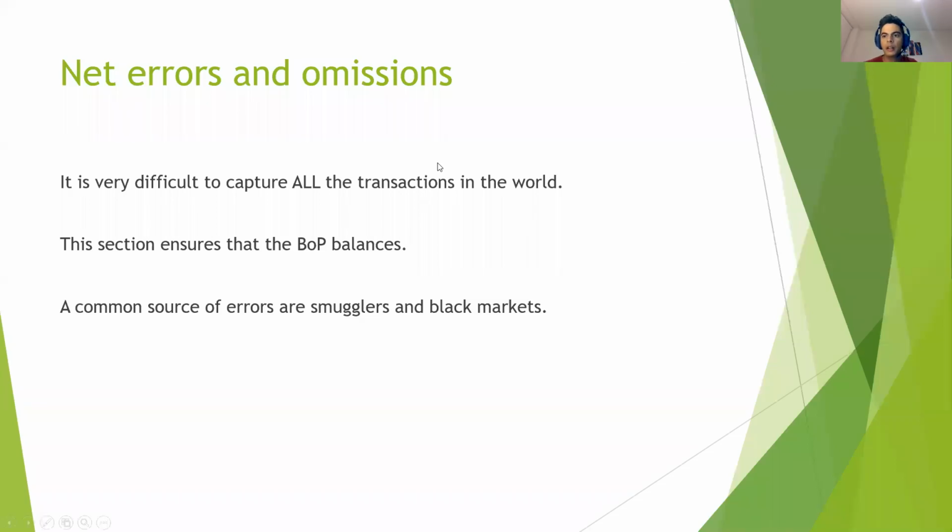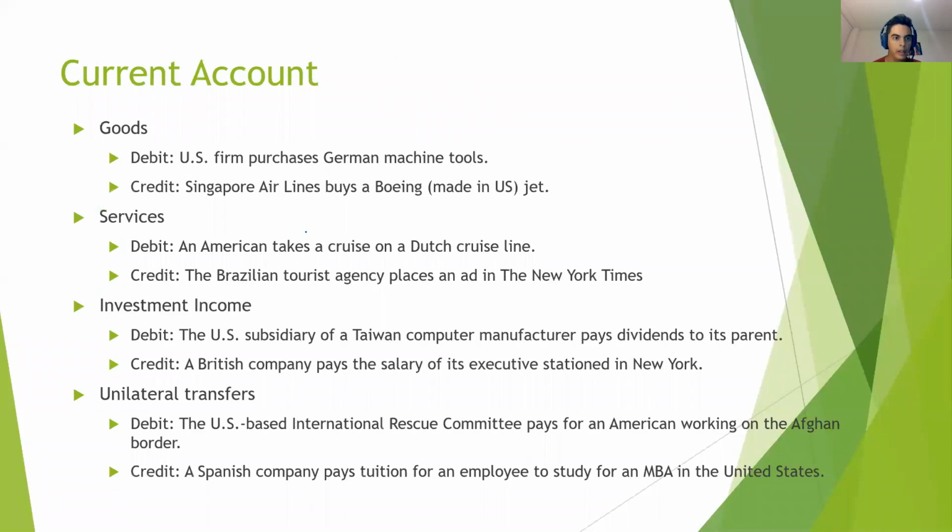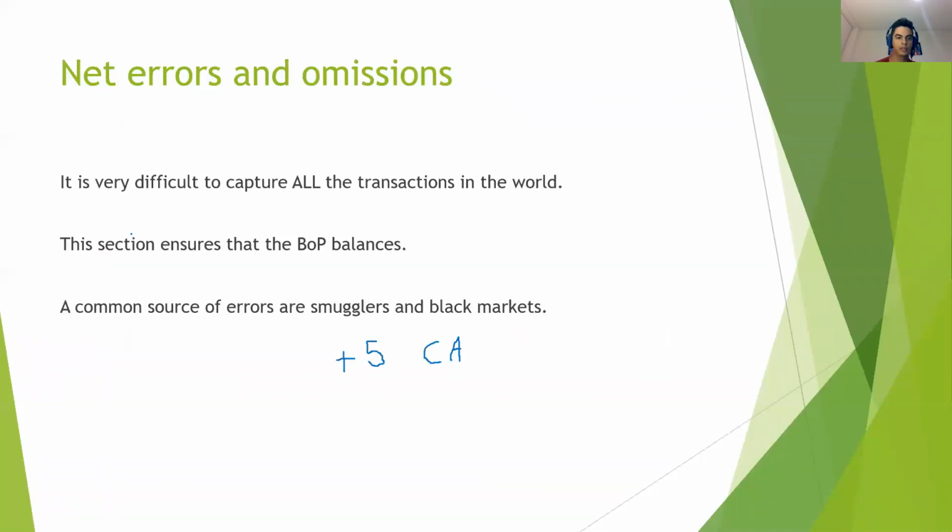So this last account in the balance of payments is quite interesting. Let me give you an example. Imagine that in Mexico one year, we ended up with a balance of plus 5 million dollars in the current account, right? Current account plus 5 million, because we received more money from selling goods, services, and transfers and investment income. We received more, so plus 5.